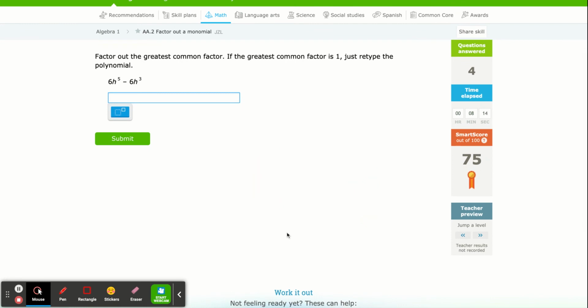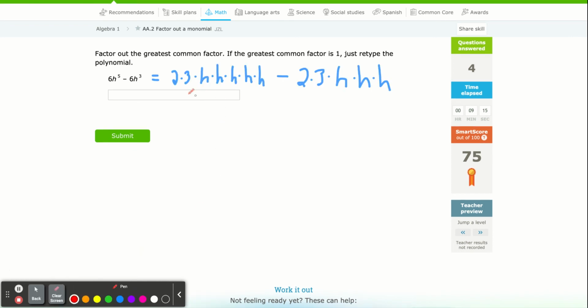Okay, I like this one because once in a while, we factor everything away, and students seem to make a simple mistake when we do that. So I'm going to write this out. So I expanded the 6 to 2 and 3. The h to the 5th power is 5 h's. 1, 2, 3, 4, 5.